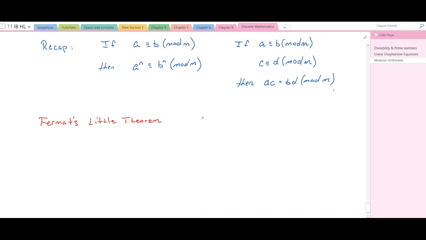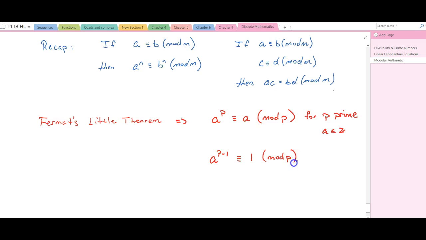It looks quite a nice one. A to the power of p is equivalent to a in mod p when p is prime, for p prime and a an integer. This is a really important result. When p is prime, a to the power of p is congruent to a. And from that, we get perhaps the more useful result by dividing both sides by a, we get this result.